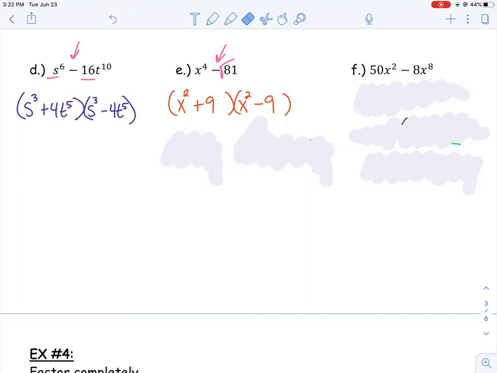All right, hopefully you didn't stop there. Hopefully you're looking really carefully, and when I ask you to factor, you factor all the way down as far as possible.